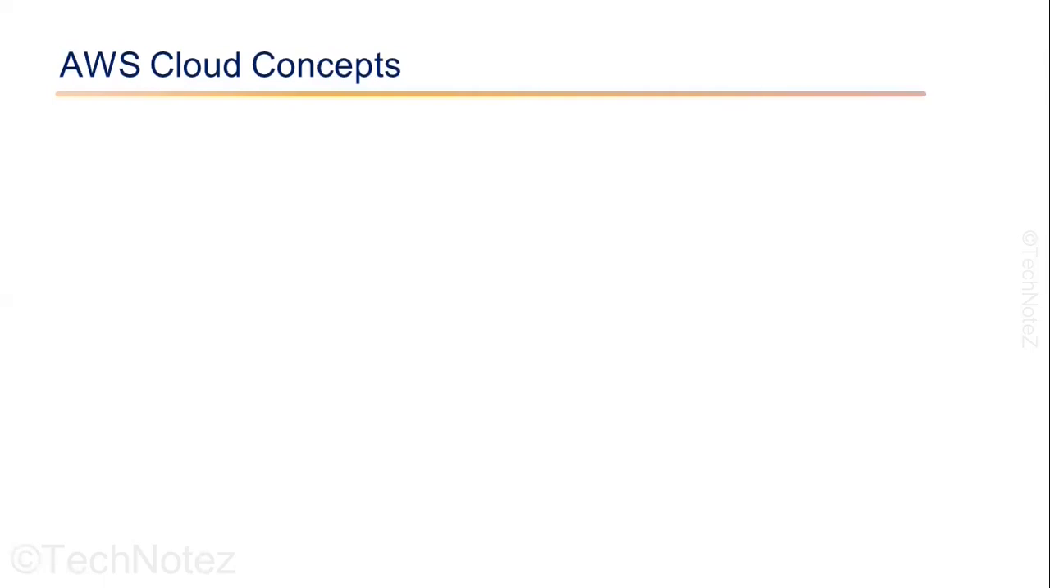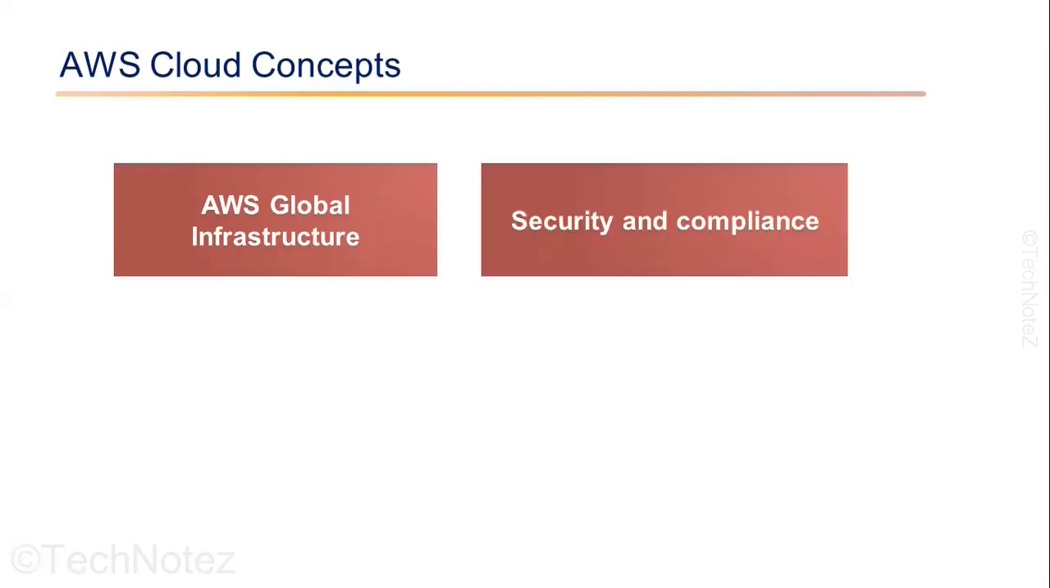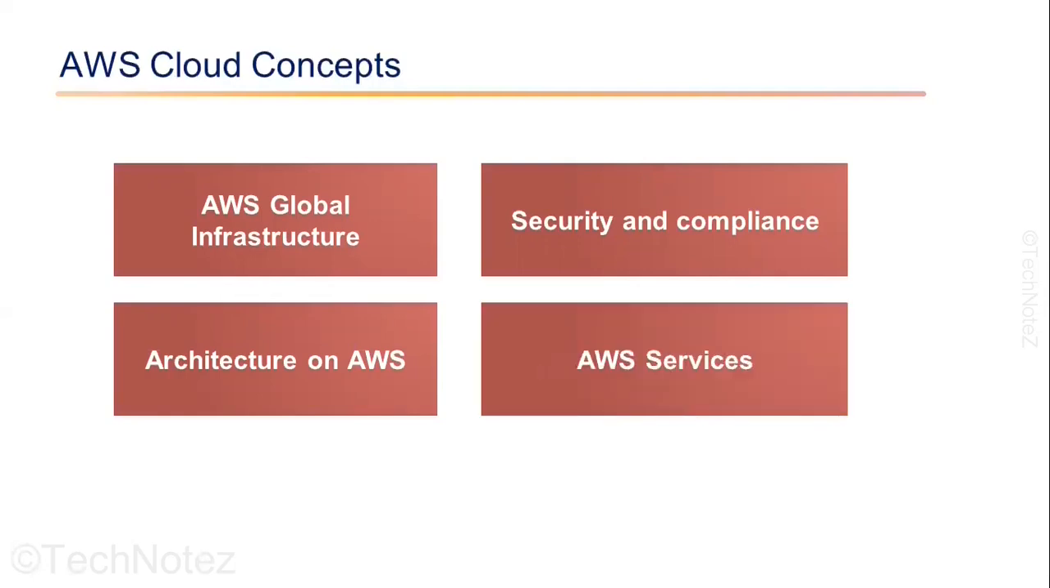AWS has a wide range of services to offer to its customers, and its cloud concepts are broadly categorized into four different categories. AWS global infrastructure, which includes physical infrastructure like regions, availability zones, local zones, and edge locations. The other broad category is security and compliance, which includes the security controls and compliance certifications. Next, we have architecture on AWS, which includes best practices for deployment and operations on the AWS cloud. And then AWS services, which include compute, storage, database, networking, and other services offered by AWS. So we will talk about each component in detail in this course.